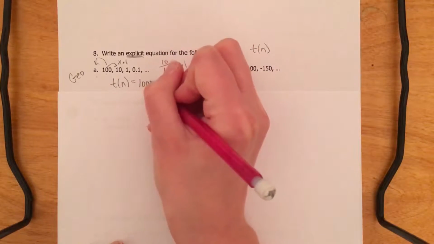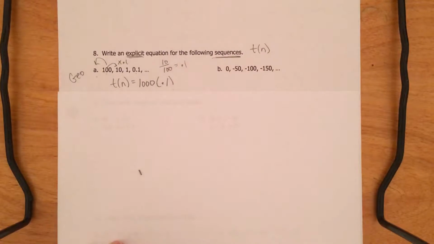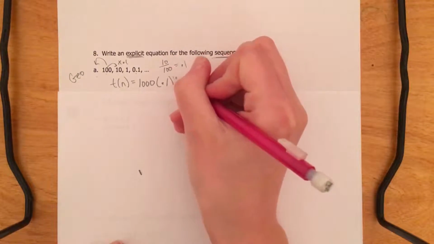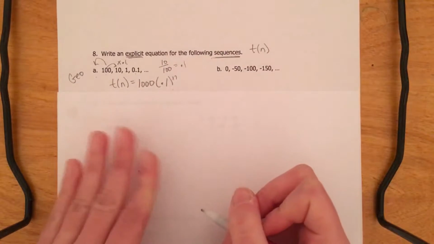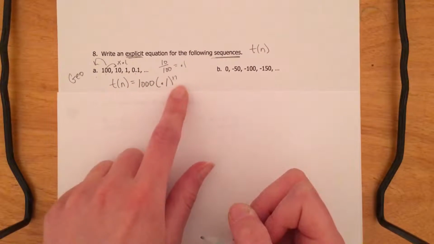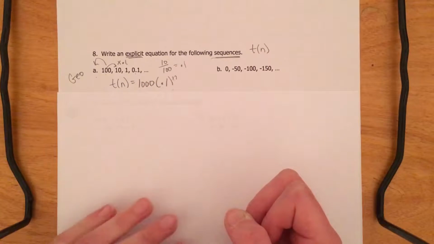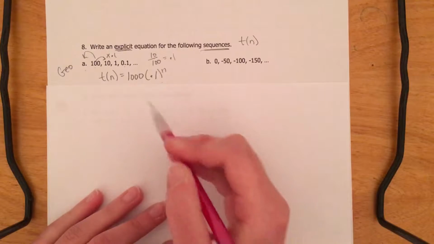And then in parentheses, my multiplier 0.1, or you can write it as a fraction, and then raise to the n power. Because I have t of n here, I want to just be consistent with my variables, so that's why you put an n up there. And it's t of n because it's a sequence, which means you do not connect the points. Okay, so that's your explicit equation for part A.